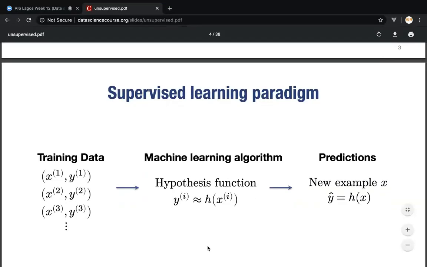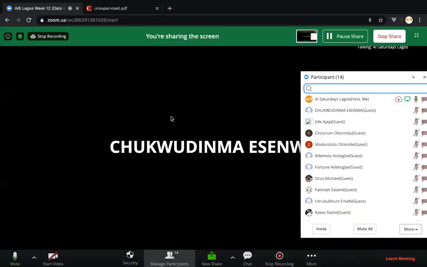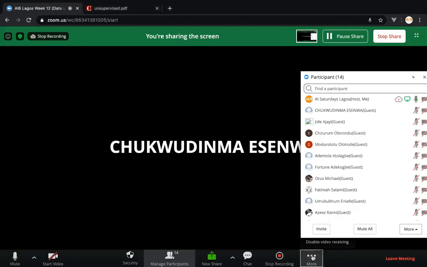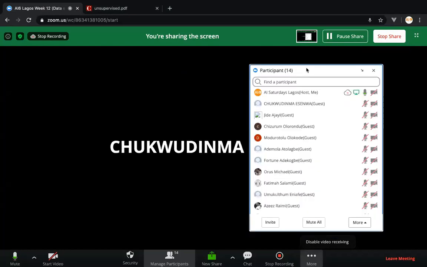I don't think I can write with Zoom on browser. Is it possible to write with Zoom on browser? Oh, it's not possible. Wow. Seems like there's a big disadvantage here. Okay, but it's fine.